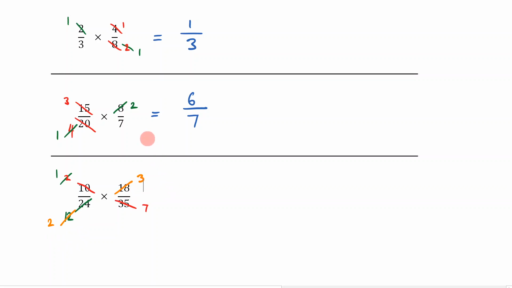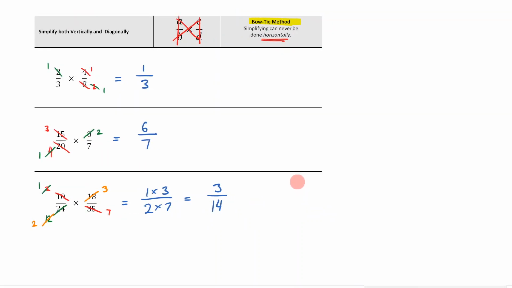So it's a bit messy here, so let's just make sure we know what we're doing. I'm going 1 times 3 as my numerator, and then I'm going 2 times 7 as my denominator. And that's going to be 3 and 14. And that will be my final answer. So that's how we approach these questions. So that is the bow tie method. So make sure you remember the bow tie.